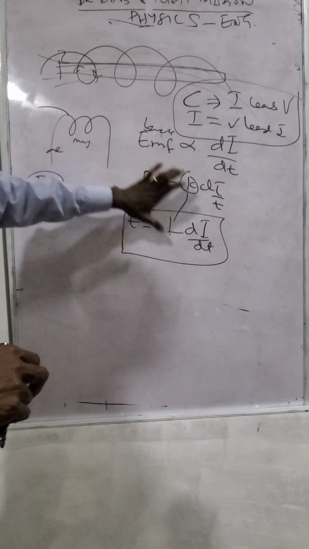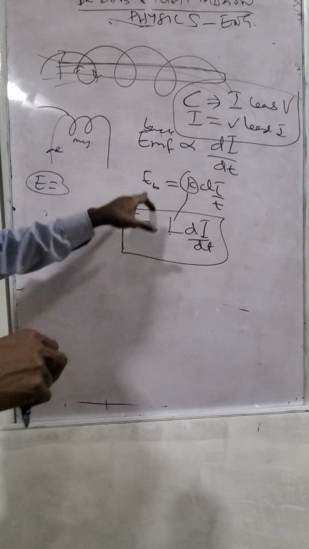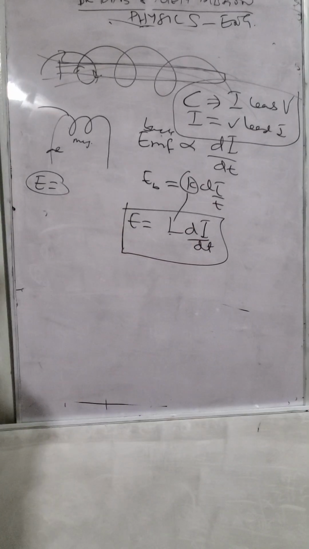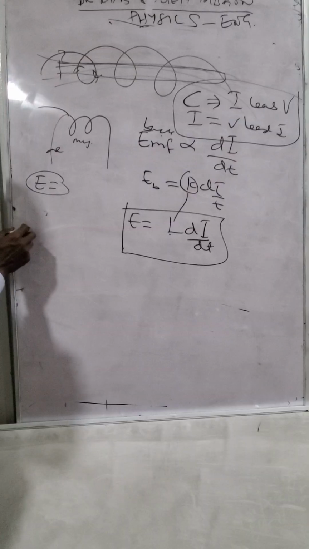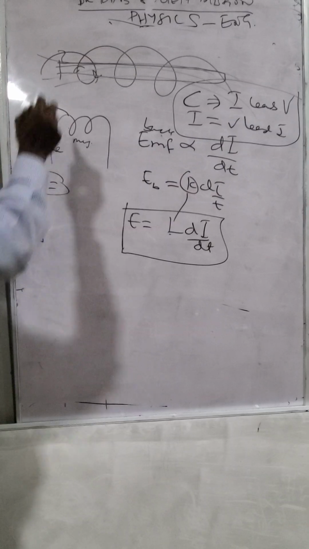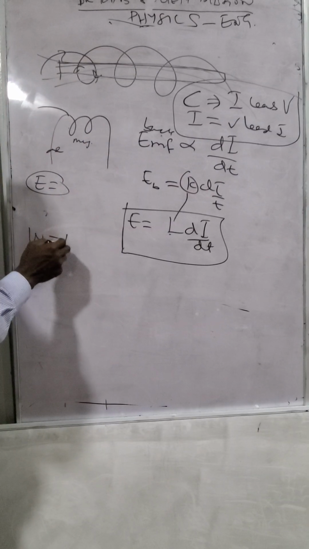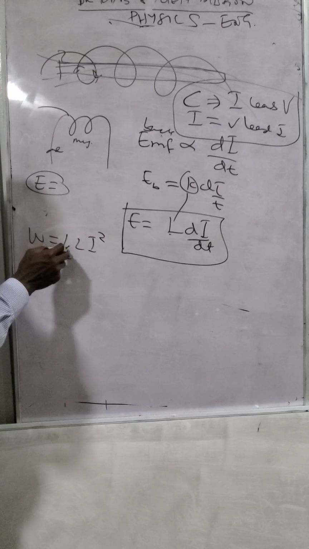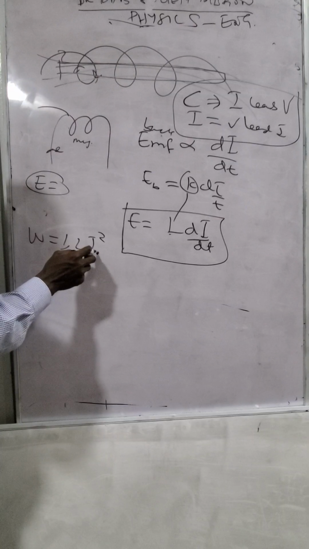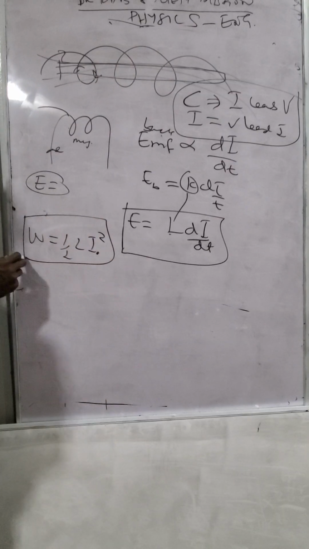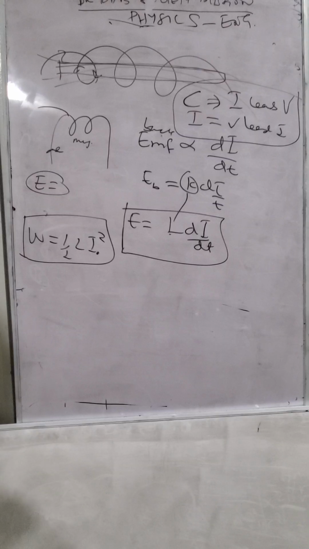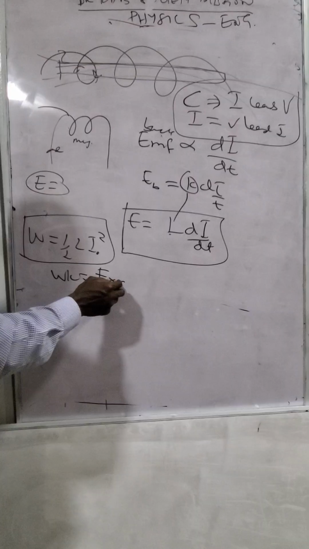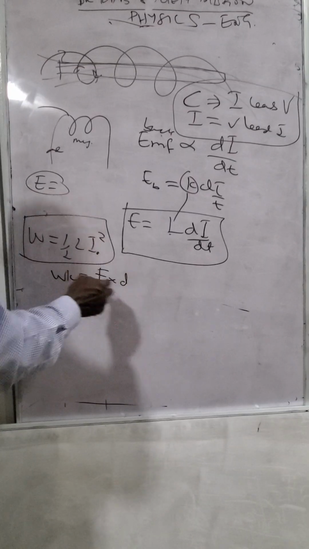And this is another formula you can keep in mind. The induced or back EMF is given by this principle. Now, the formula for the work done, the energy stored in the inductor, is equal to half L I squared. This can be deduced from the work done formula, that work done is equal to force times distance.